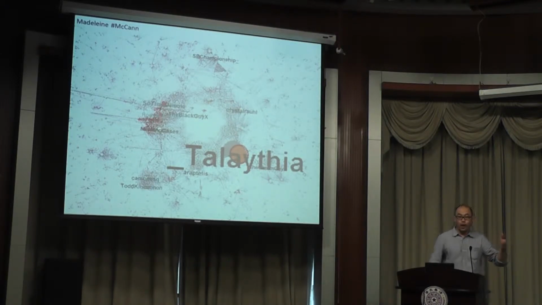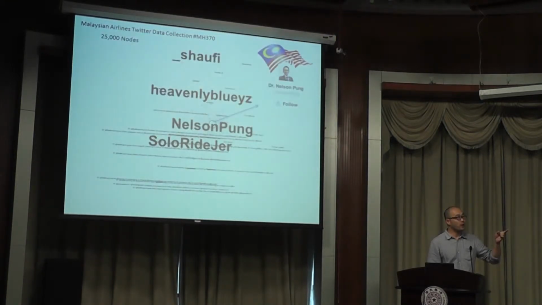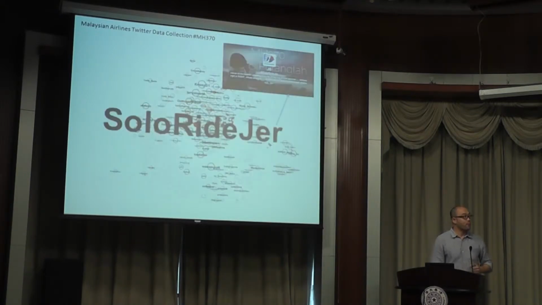Is it because people have kidnapping experience in their family or relatives or friends? So this is a question, and we're currently analyzing the data sets. This is one single data set, a single data point in the network, and that's MH370, 82,000 nodes. When I reduce that to 25,000 nodes, you can see that there are some really important people. Are they politically motivated in this instance when they talk about and interact with regards to MH370?